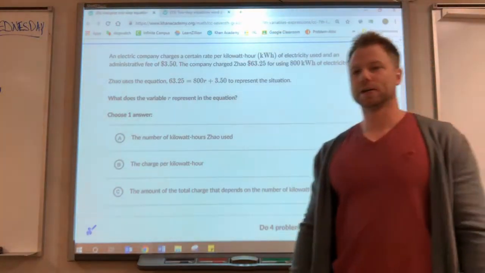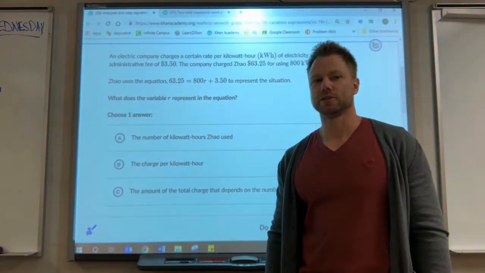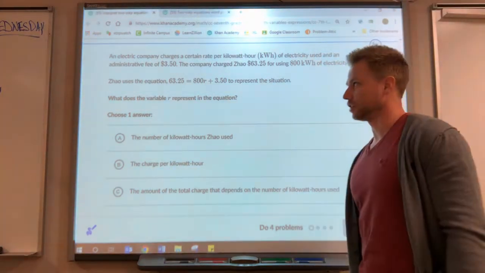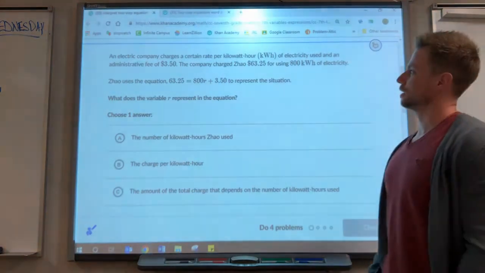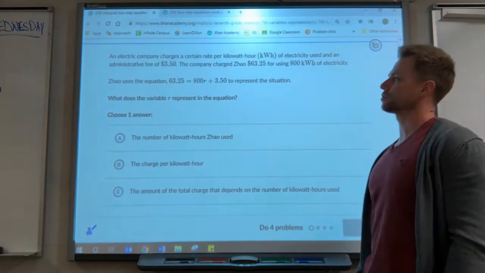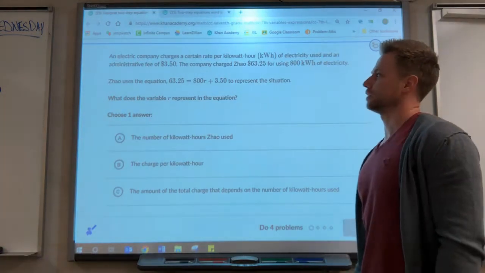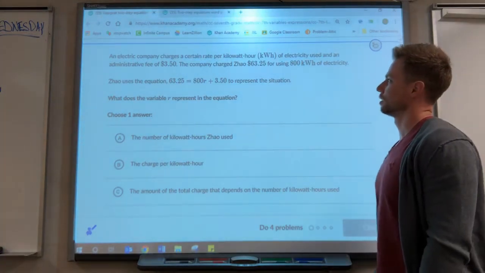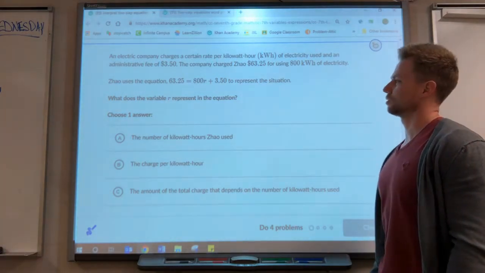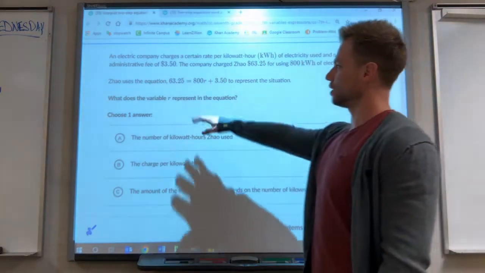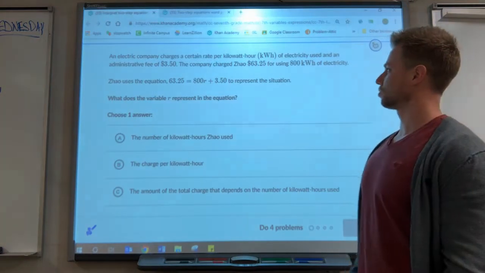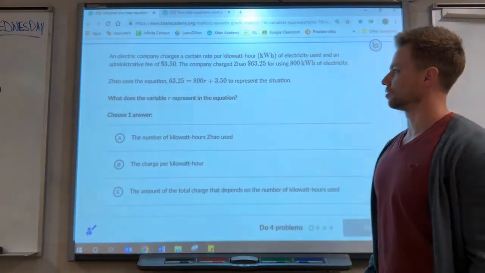7th graders, we are working on more on expressions, equations, and inequalities. Objective 1, we're going to look at some examples here. An electric company charges a certain rate per kilowatt hour of electricity used and an administrative fee of $3.50. The company charged Zhao $63.25 for using 800 kilowatts of electricity. Zhao uses the equation 63.25 equals 800R plus 350 to represent the situation.